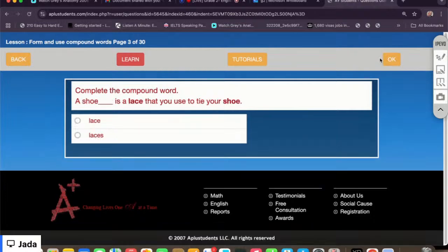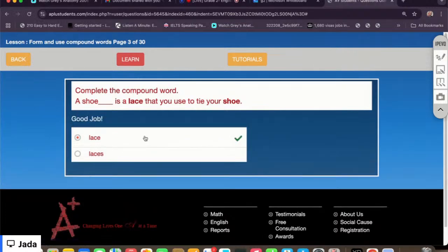Okay. So a shoe dash is a lace that you use to tie your shoe. So is it a shoelace or shoelaces? Which one? So what will be the right answer here? We would have a shoelace. So no need for the S. Okay?